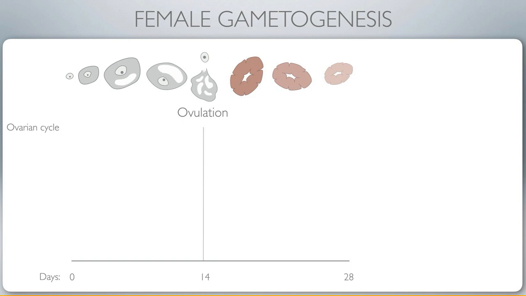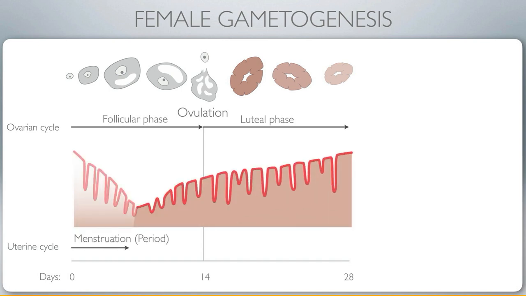Now, to parse the timing of all of these events, we're going to refer to the development of the follicle, which we see on the left as the follicular phase. And then when that becomes the corpus luteum, then we enter into the luteal phase. Now, while this is occurring, we have the coordinated events in the uterus, in particular, the lining or endometrium of the uterus. So we have the uterine cycle, where menstruation or a period occurs for about 5 days at the beginning of the cycle. And then we have a building up of the endometrium, which is essentially setting up shop for a potential implanted zygote.